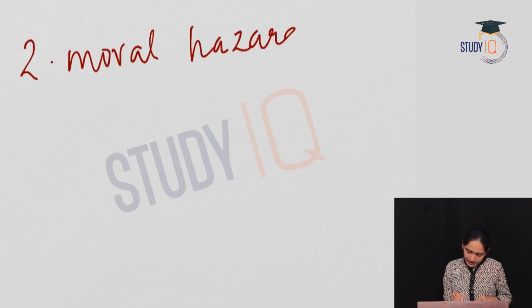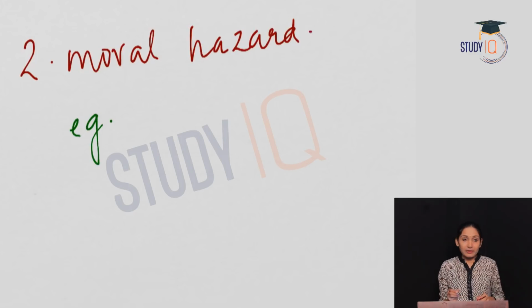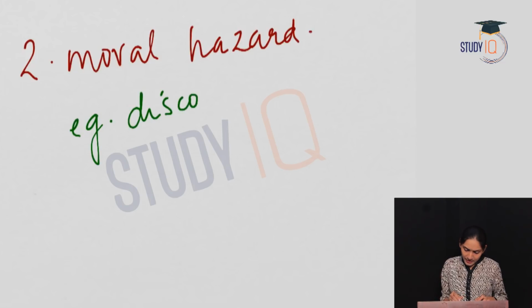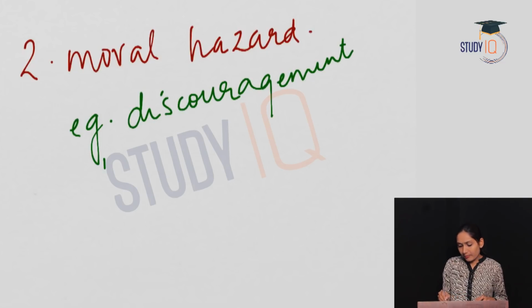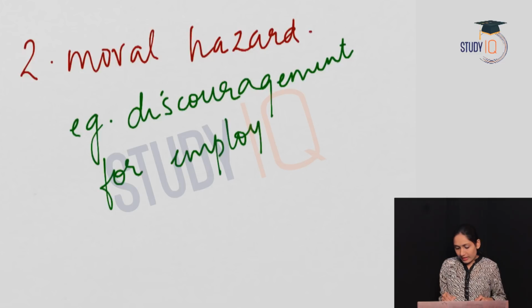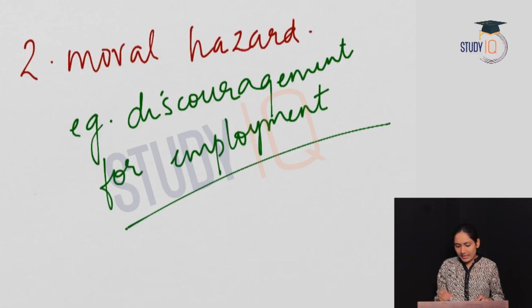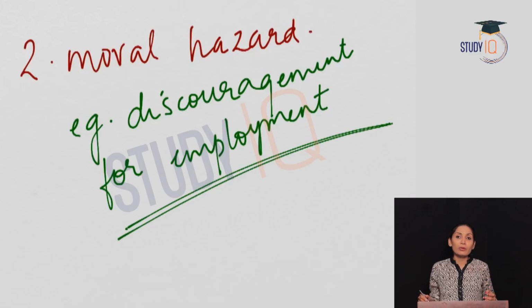Universal basic income can also become a moral hazard. For example, it can become a discouragement for the young population to look for employment. When the government provides a minimum income without any work, it can discourage people from seeking employment. So this can lead to wastage of human resources in our country.